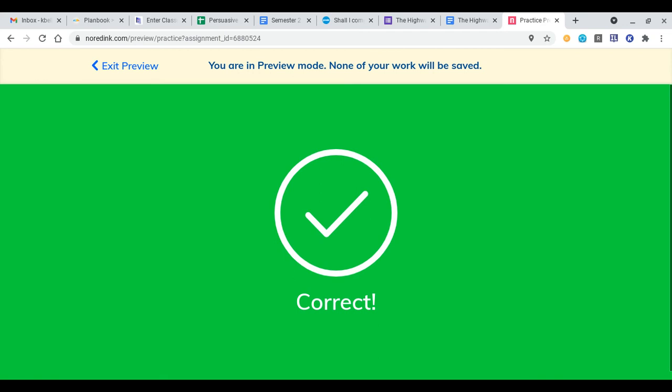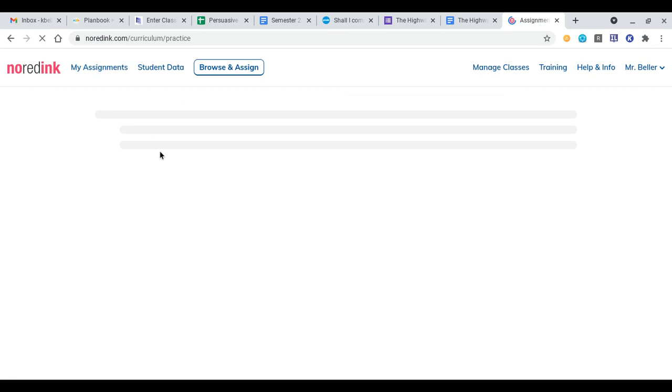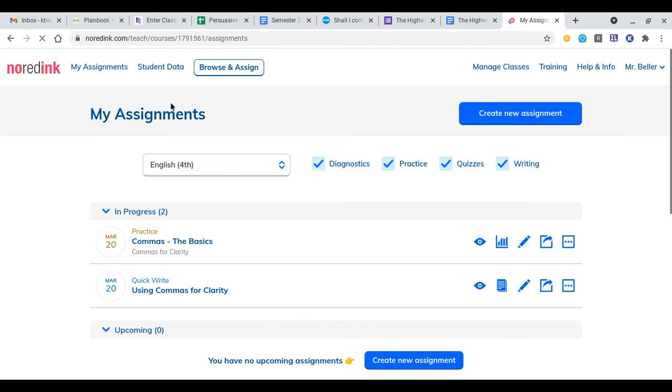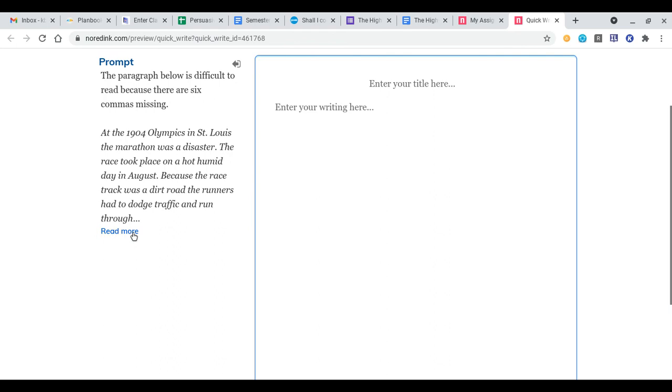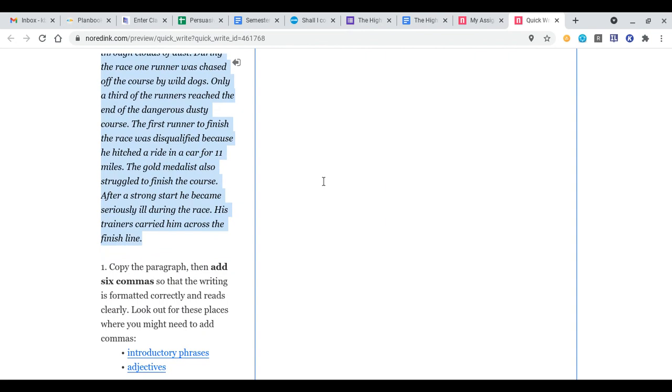There's one more thing I'm going to show you. On your NoRedInk screen, it'll probably look something along the lines of this for your assignments, where you have commas the basics, but also using commas for clarity. So this section's a little bit different because I wanted to try something new this week. In here, you're going to hit read more on this, and it gives you this big italicized prompt. You're going to copy and paste that into this box.